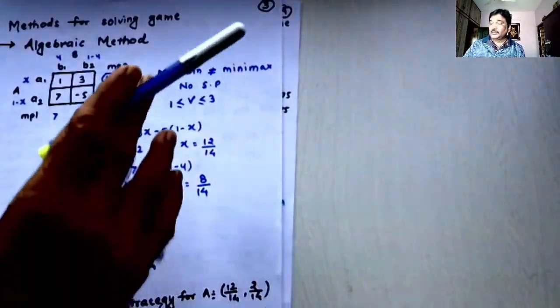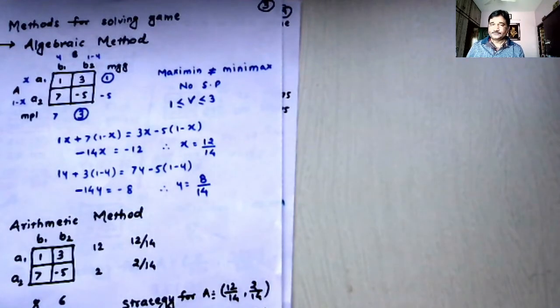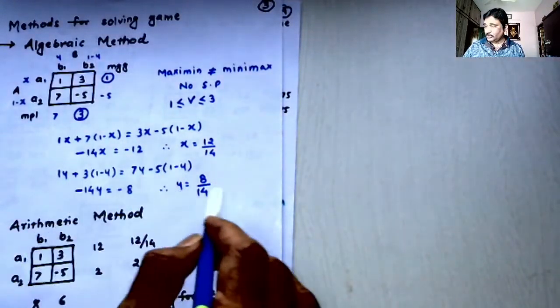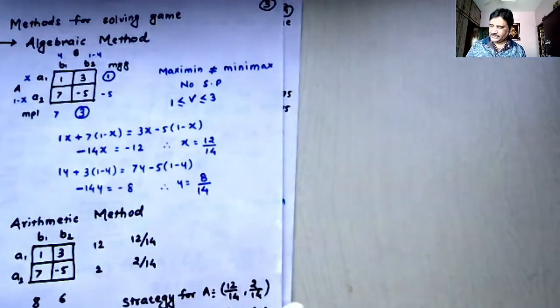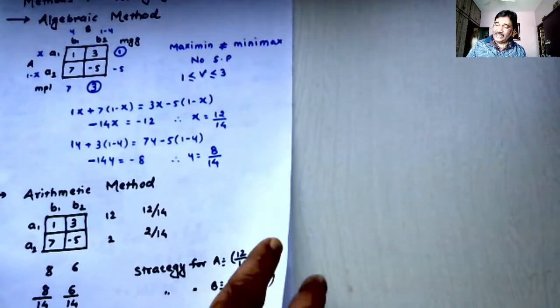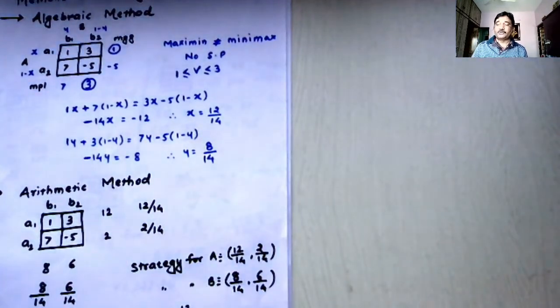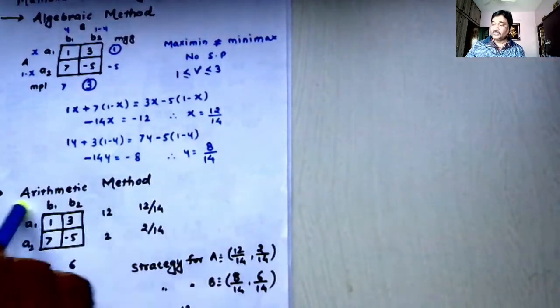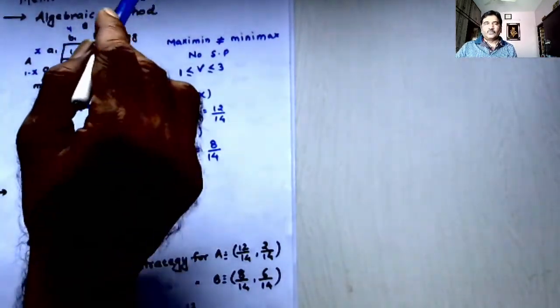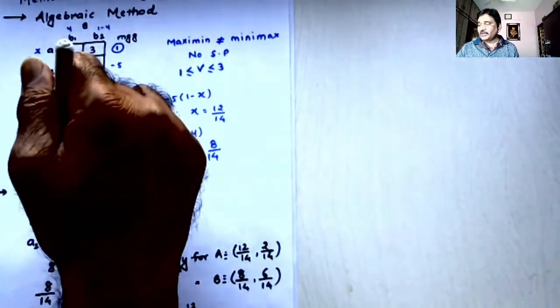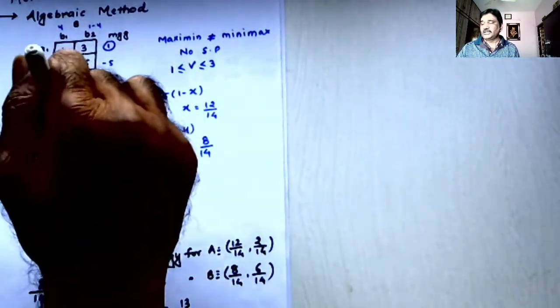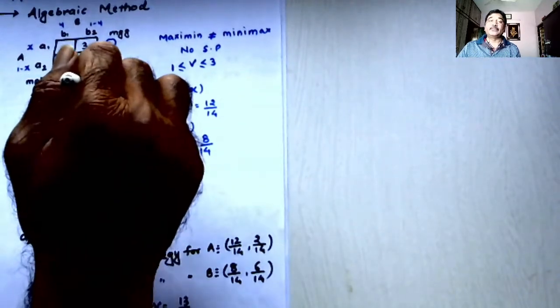Now, something which I skipped writing in this algebraic method, I have written in the next method, the arithmetic method. Anyway, the algebraic method won't be used so often because there is another method which is derived or extracted from the algebraic method itself. So in the presence of the arithmetic method, the algebraic method will not be used, but the background of the arithmetic method is the algebraic method itself.